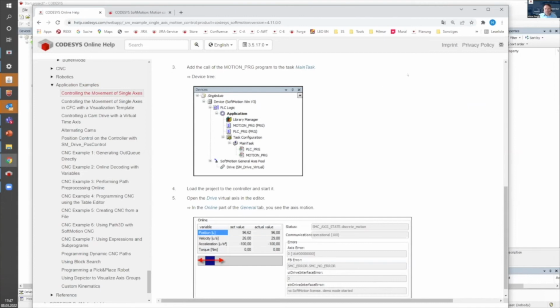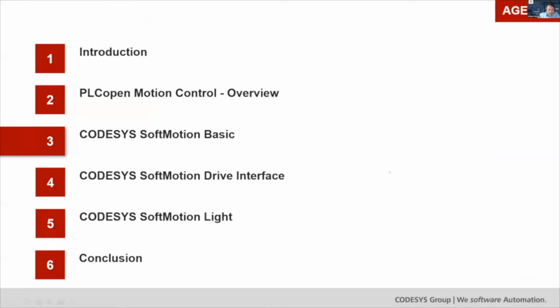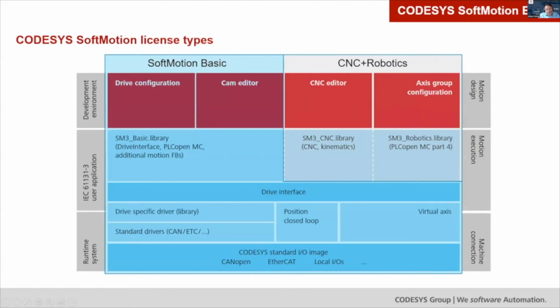Okay, that's about this short presentation, short live demo. Now let's switch back to the slides again. This was about the SoftMotion Basic. The SoftMotion Basic is a separate license. The SoftMotion product is divided in two sub licenses.